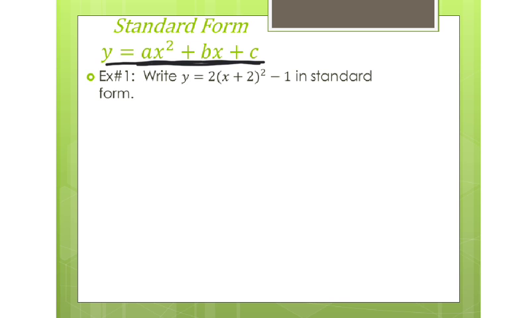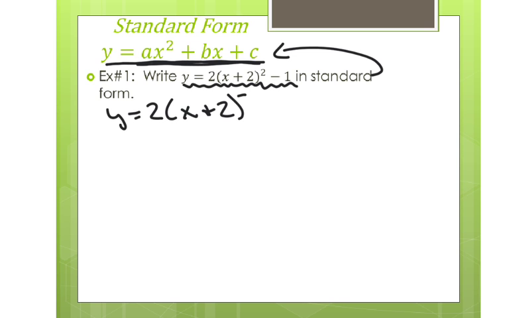So the first example says that we want to write y equals 2 times the quantity of x plus 2 squared minus 1 in standard form. Well, right now this equation is in vertex form, which is what we looked at last week. So we want to put it in standard form, which is ax squared plus bx plus c. So let's just start off by writing down our equation.